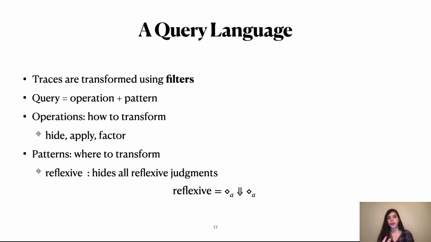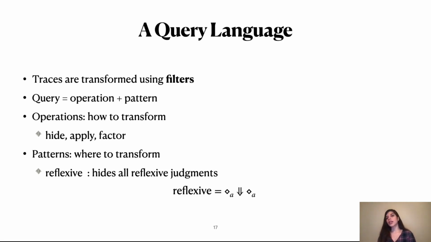Operations, as we have defined already, are hide, apply, and factor. They define how our traces are transformed. That is, do we want to hide a node, do we want to propagate the values of the judgments, or do we want to do both things, that is, factor the subtraces. The pattern part of the query defines where this transformation is to be applied, that is, on which particular nodes. So let's say, for example, the reflexive pattern will select all the nodes containing reflexive judgments of the form, say, 3 evaluates 3, and this is defined using such a pattern.